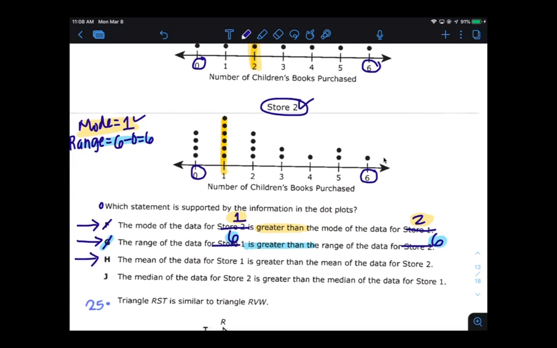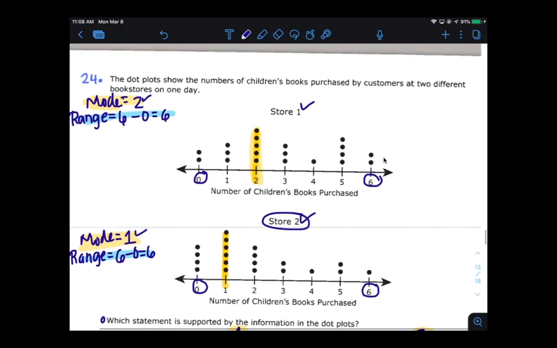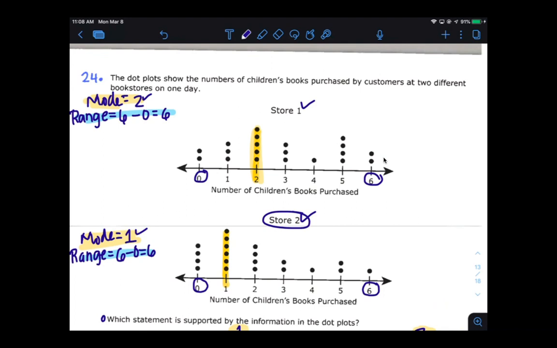It says the mean of the data for store 1 is greater than the mean of the data for store 2. To find the mean, boys and girls, we need to add all the numbers and divide by the number of numbers. It might look like a lot, but it's not that much. Look, we just add here. Here we have a value of 0. Here we have 1, 2, 3 ones, 1, 2, 3, 4, 5 twos equal to 10. 1, 2, 3 threes, it's a 9. 1, 2, 3, 4 fours, 4 times 5 is 20. And then 2 sixes is 12.